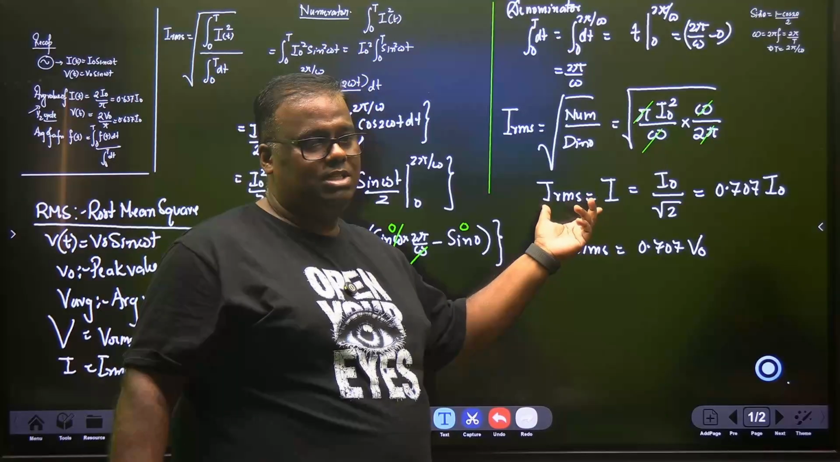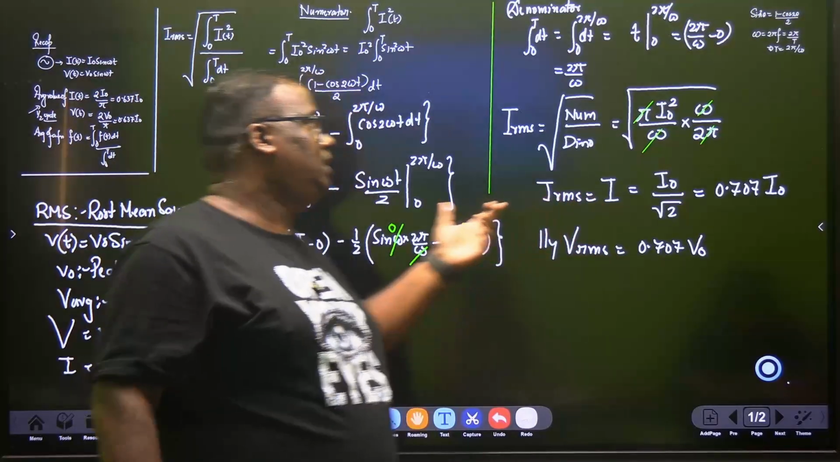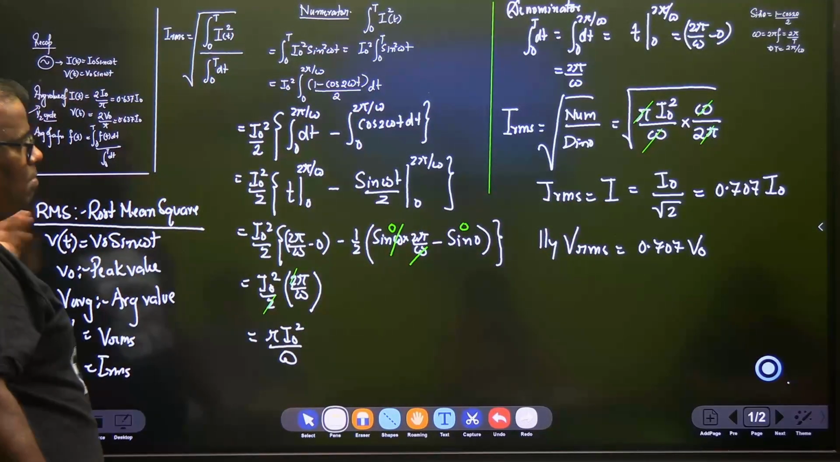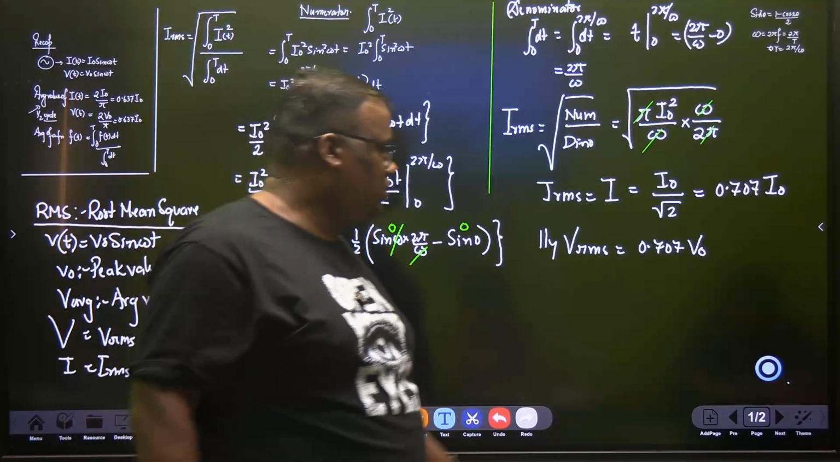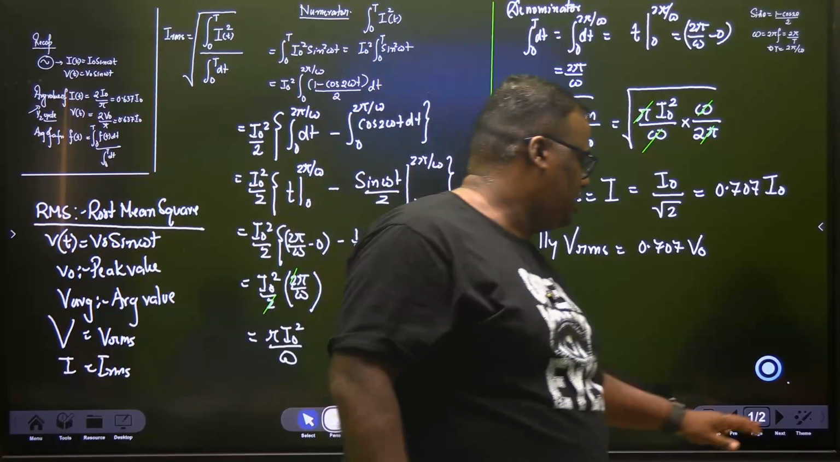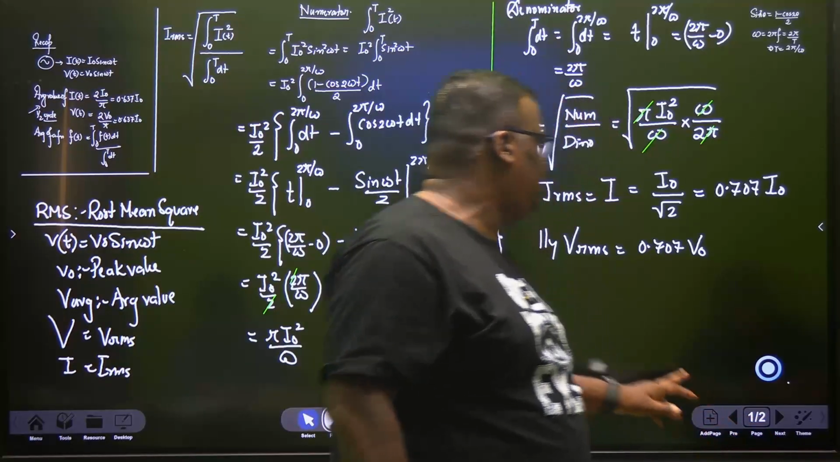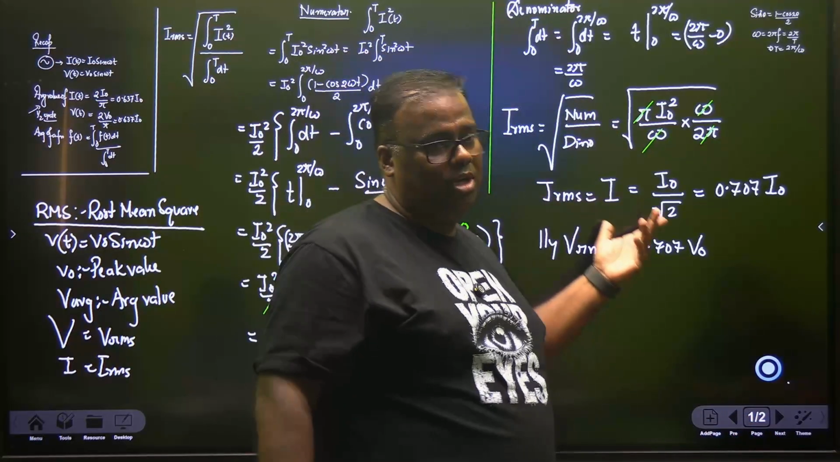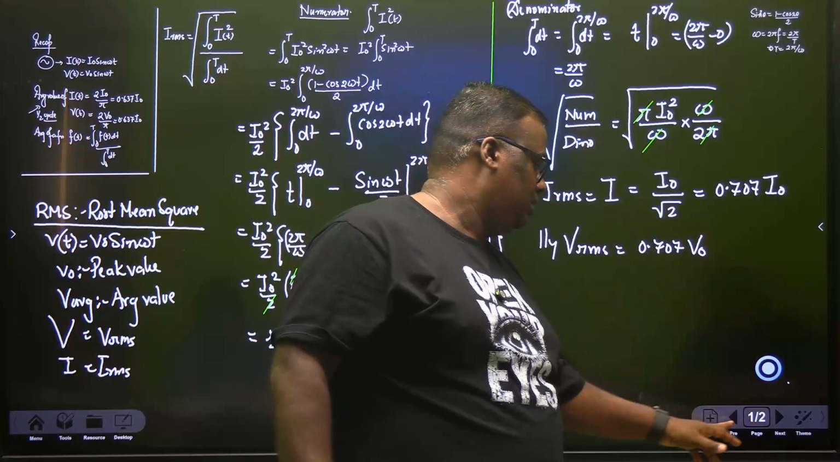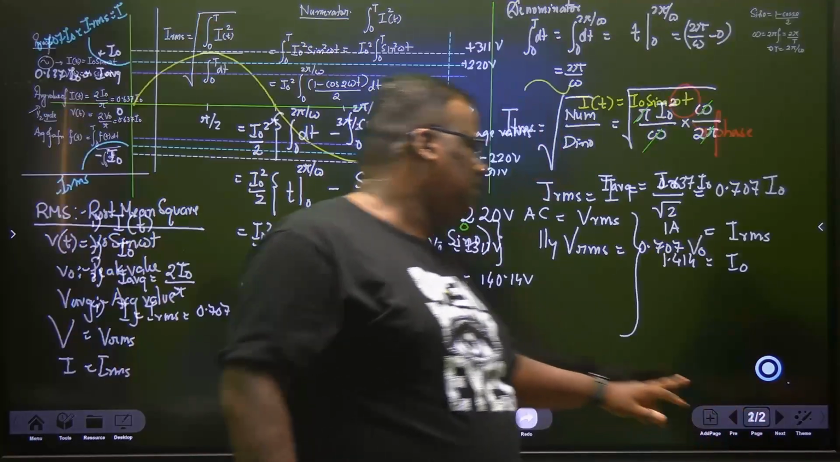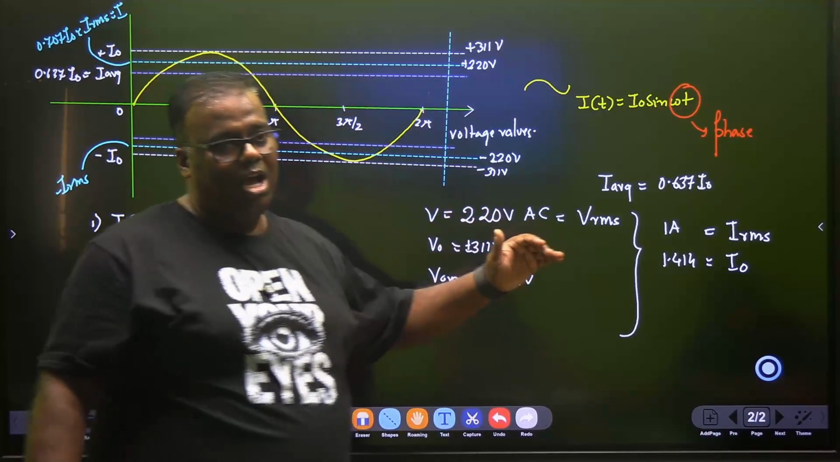IRMS stands for the steady current. And it is the steady current which will allow the same amount of charge to pass through, over the same time interval as an alternating current of I naught sine omega t would pass for the same period. See, this is just a generic measurement. How do you measure?